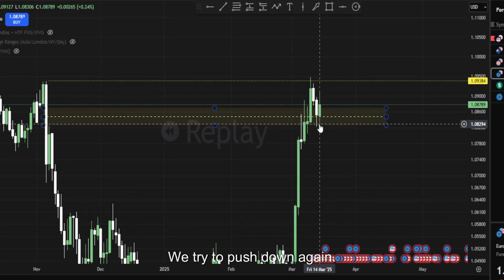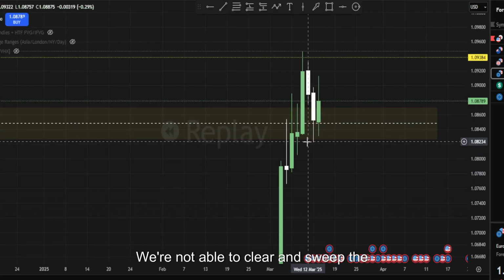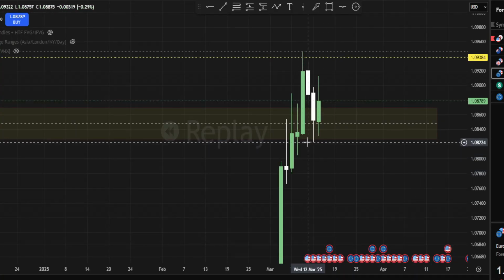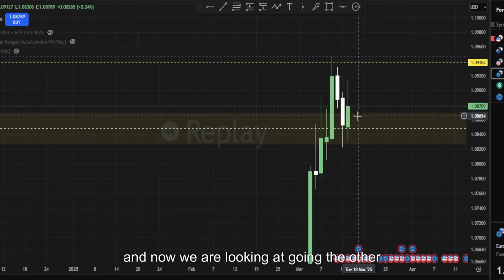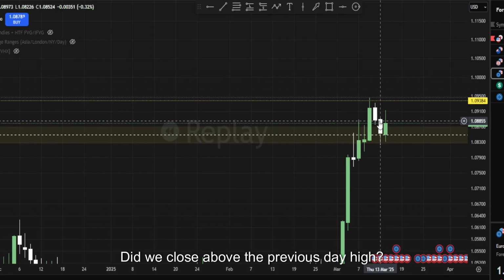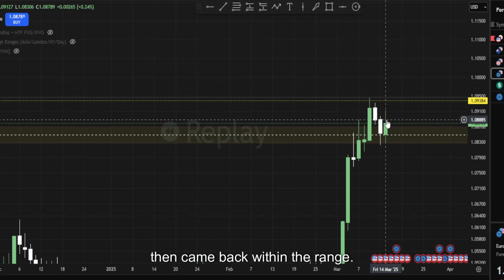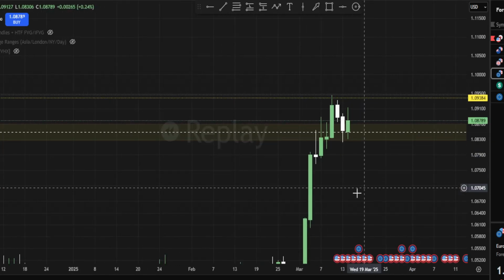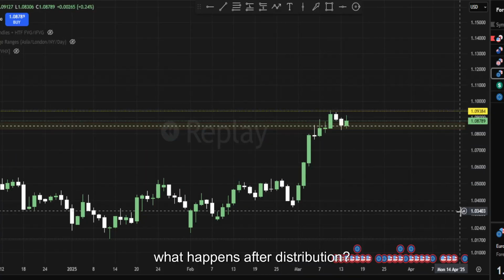We try to push down again. We're not able to clear and sweep the previous day low. Instead, we get more buyers coming in, and now we are looking at going the other direction. Did we close above the previous day high? No, we didn't. We also swept it and then came back within the range. So we're not sure what happens after distribution.